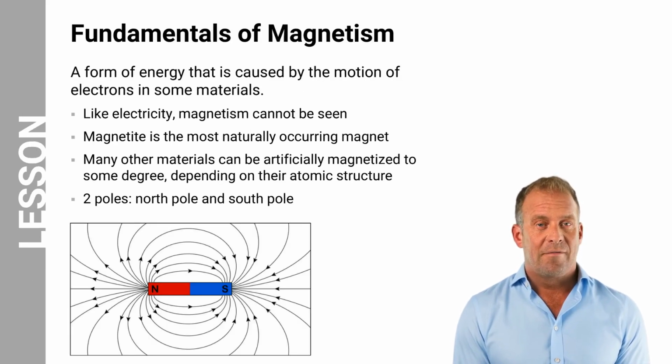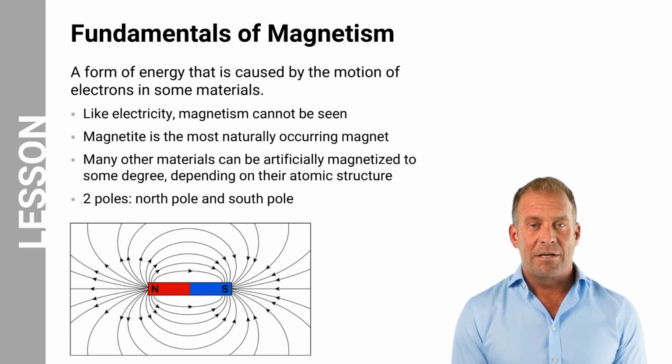Let us start with the fundamentals of magnetism. Magnetism is a form of energy that is caused by the motion of electrons in certain materials. Although invisible to the human eye, just like electricity, magnetism is a powerful force. Magnetite is the most common naturally occurring magnet, but many other materials can be artificially magnetized to some degree.